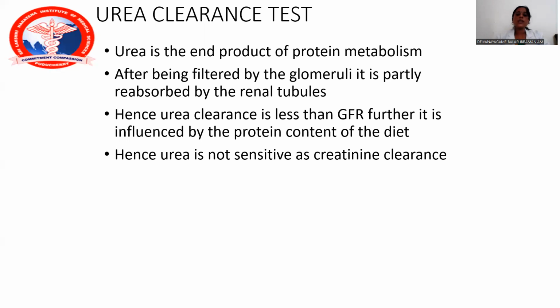And the next one is the urea clearance test. Urea is an end product of protein metabolism. After being filtered by the glomeruli, it is partially reabsorbed by the renal tubules. Hence, urea clearance is less than the GFR. Further, it is influenced by the protein content of the diet. Hence, urea clearance is not as sensitive as creatinine clearance.